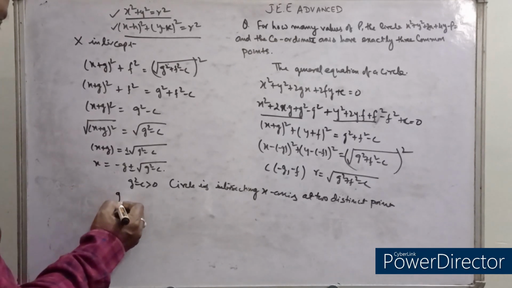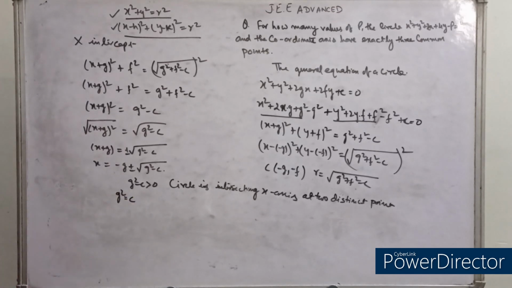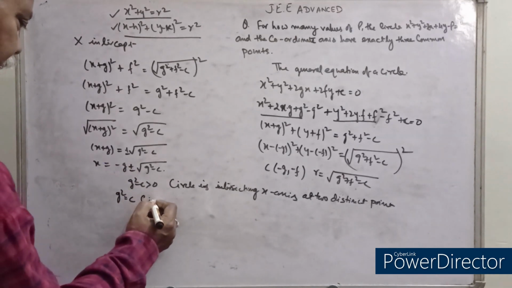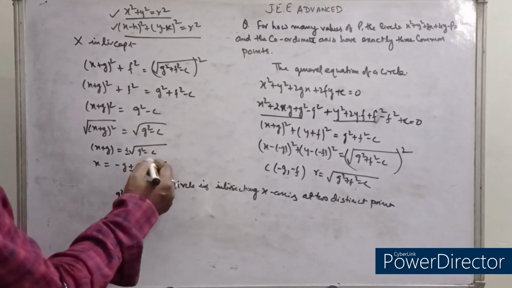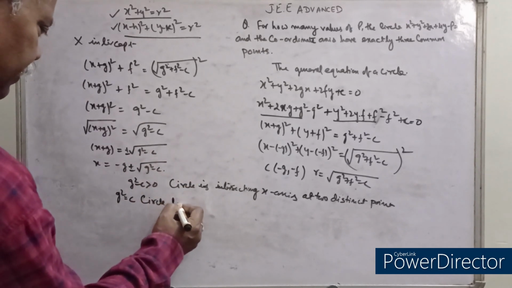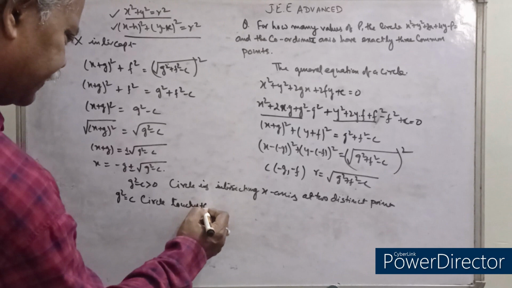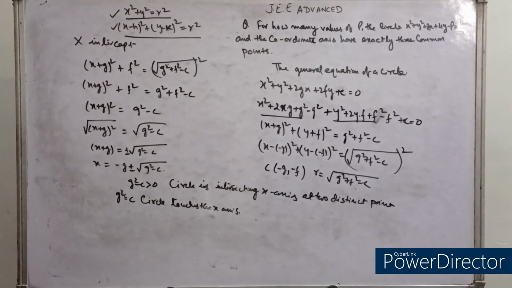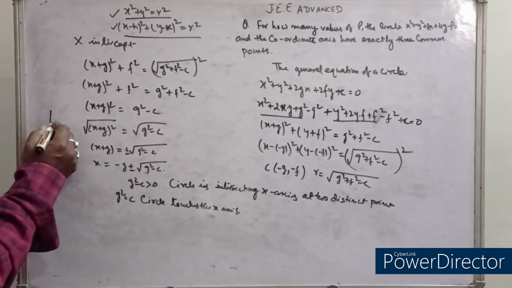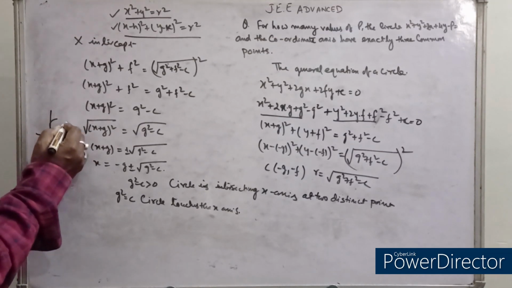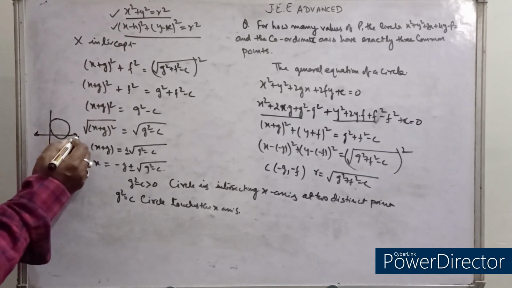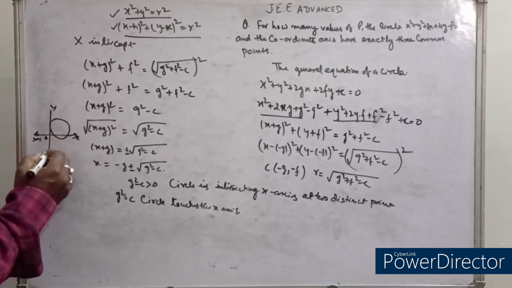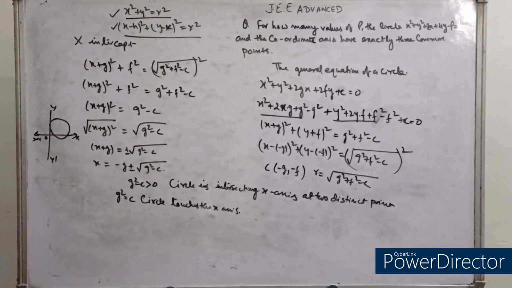And if g square is equal to c, that means g square minus c is equal to 0, so this part becomes 0 and the circle touches the x-axis at one point. So here the figure becomes something like this. The circle will touch the y-axis and it will intersect the x-axis at two given points, x and x dash.